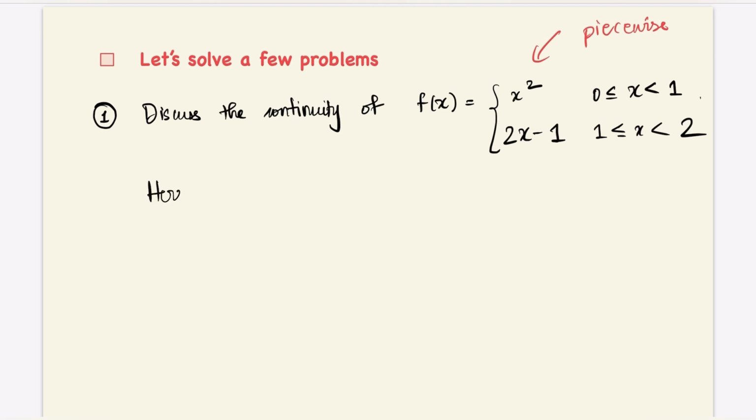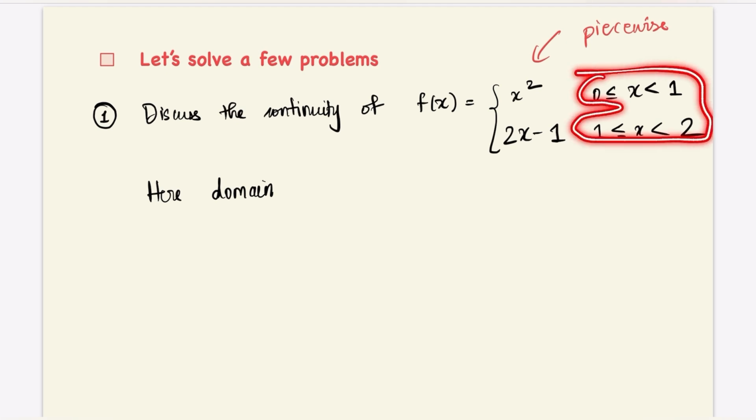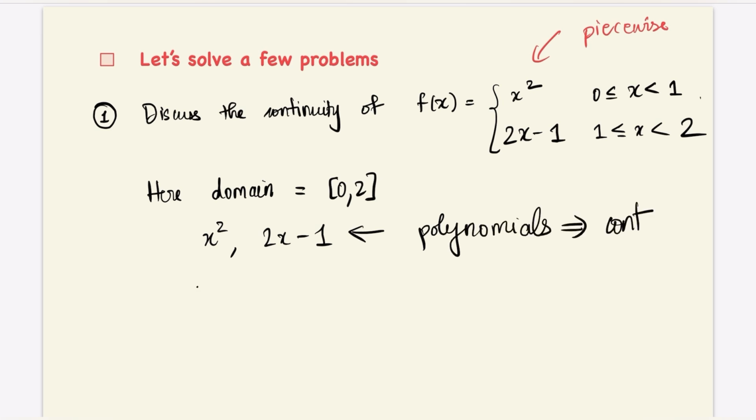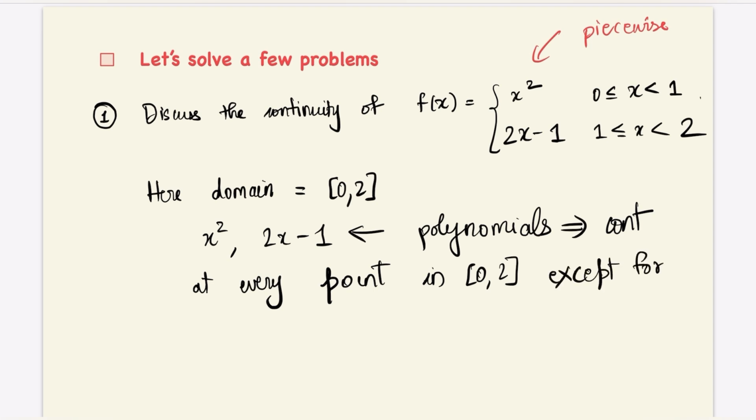So here the domain of the function, as you can see, is 0 to 2, as the variable varies from 0 to 2. You can see that in the first part the function is x square and 2x minus 1 in the second part. These both are polynomials, and hence the function is continuous. The function is continuous at every point in the domain except for x equal to 1, which needs to be checked.